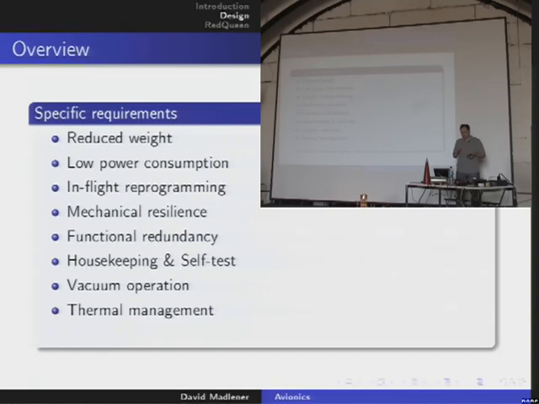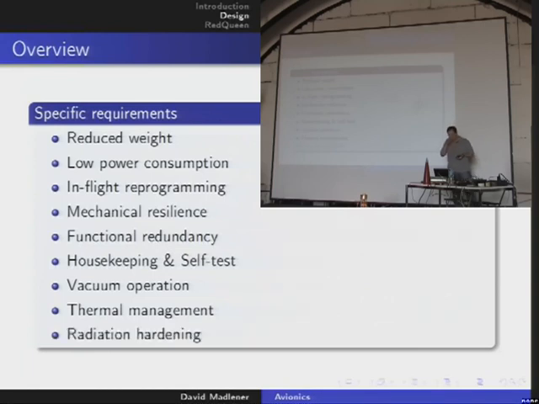And there's, of course, the necessity due to vacuum operation of thermal management. So if you have electronic bay that gets too hot, you have to cool it down. And the other way, if it gets too cool, you have again to push up the temperature. And very important, if you stay longer in space, you have to do something about radiation. Okay, let's go into the details.